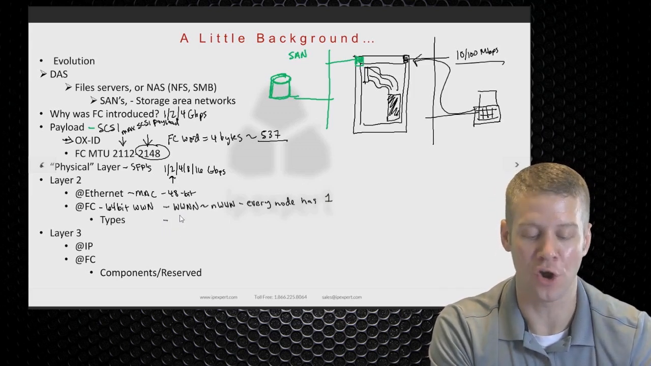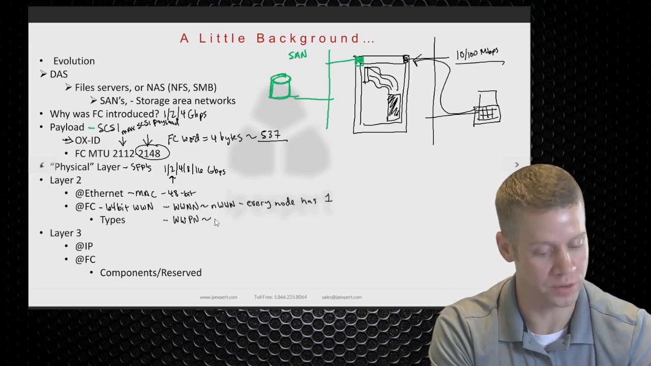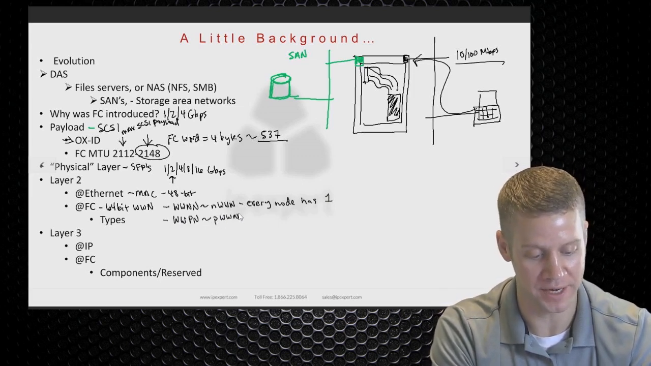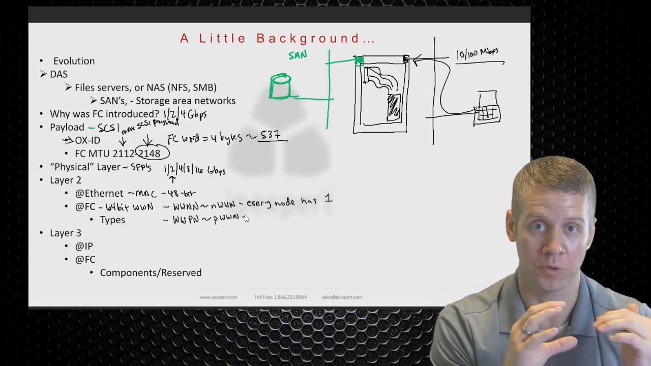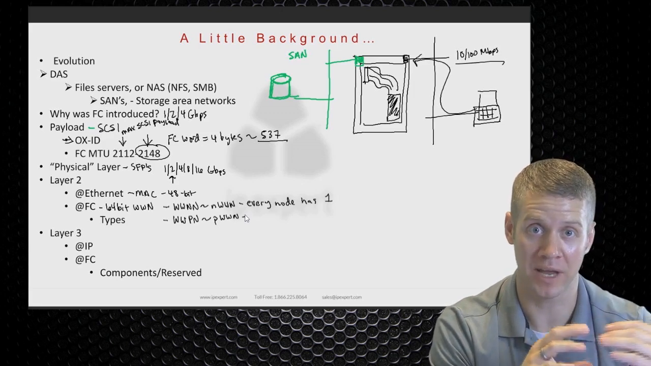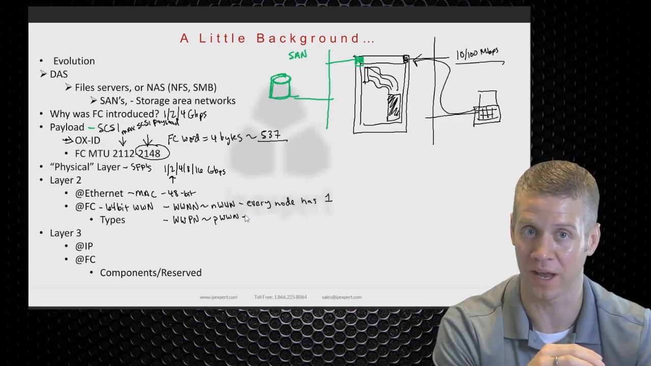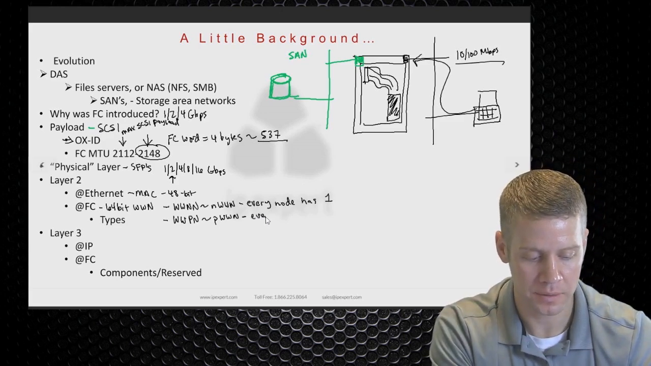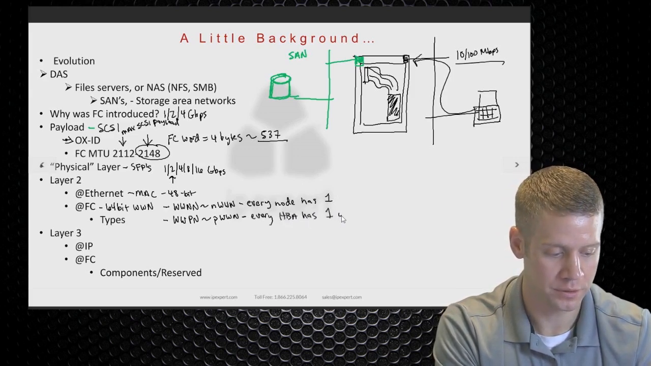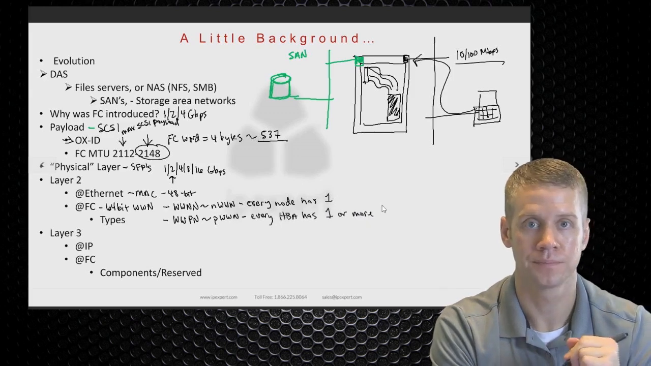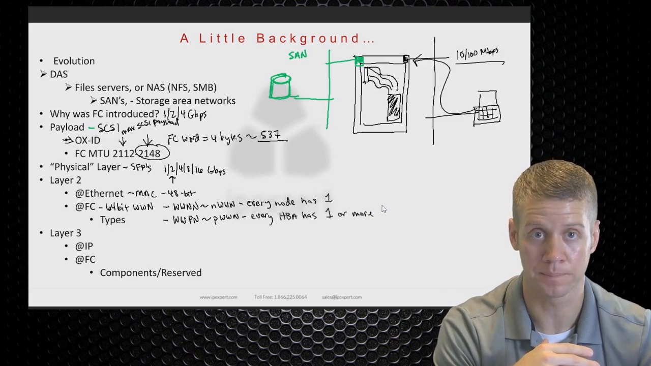The next one I want you guys to know about is what we call the worldwide port name, or the port worldwide name. Thank you, Cisco. Every Fibre Channel HBA, every host bus adapter that we have, is going to have one or more worldwide port names, depending on how many ports it has. Every port on that host bus adapter will have a worldwide port name.